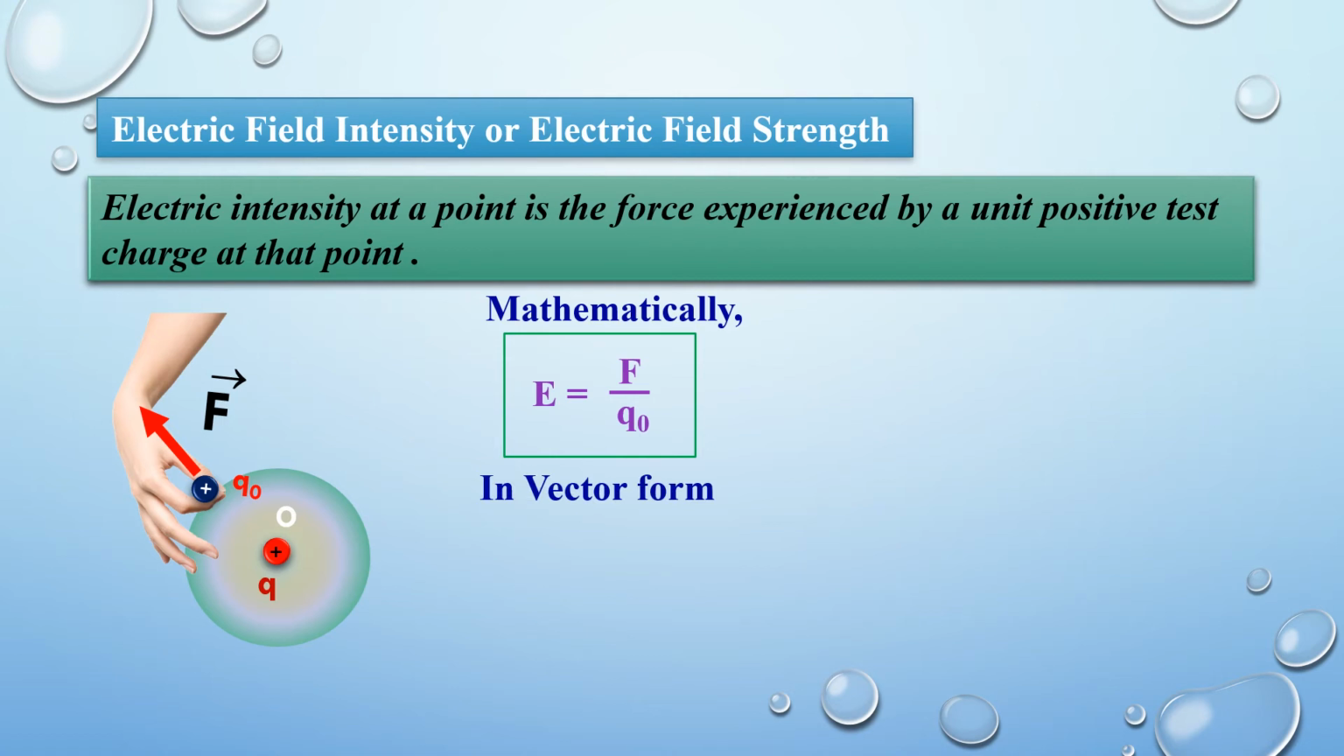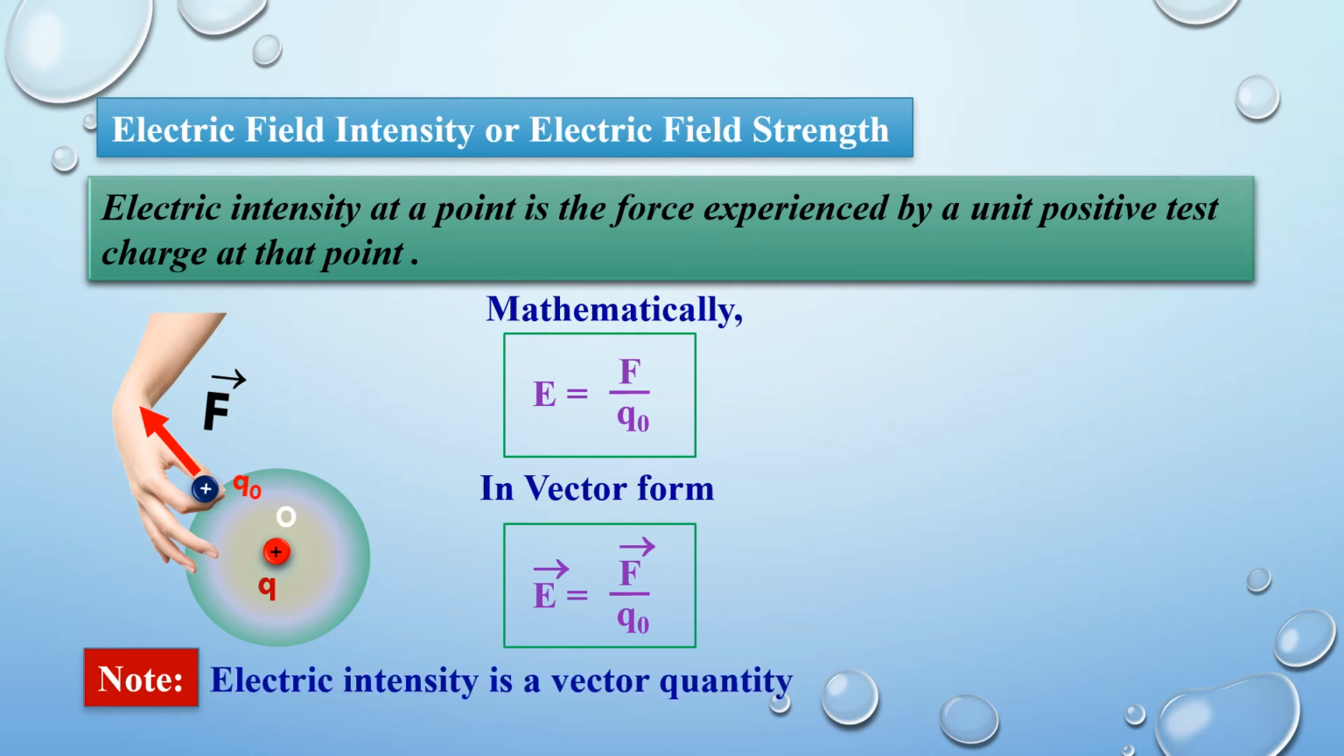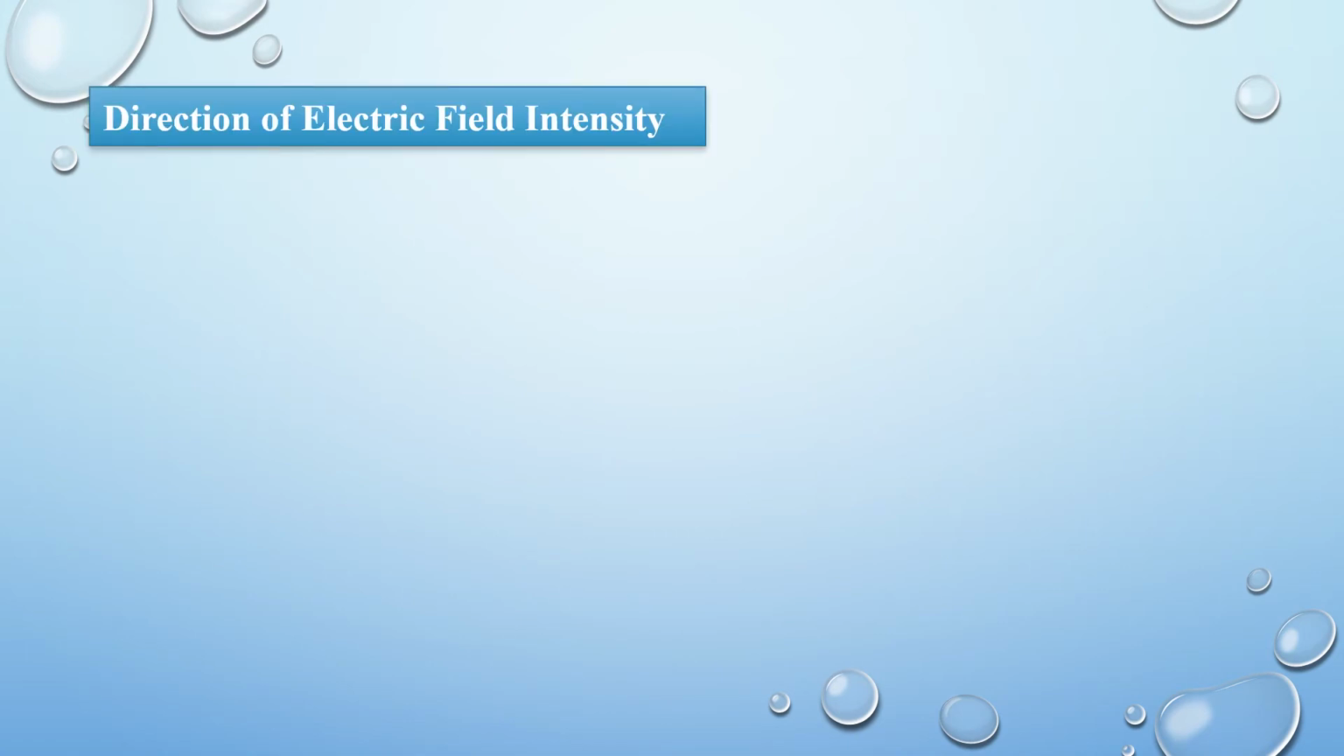In vector form, the same equation is written as vector E is equal to vector F upon Q naught, where all of us know that electric field and electric force or electrostatic force, both of them are vector quantities, and Q naught. Let us consider the direction of electric field intensity.